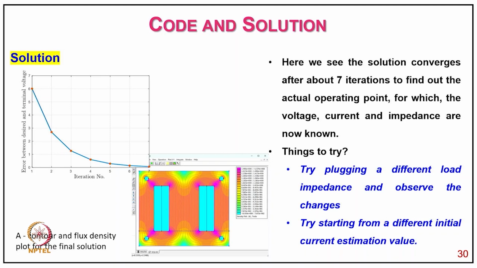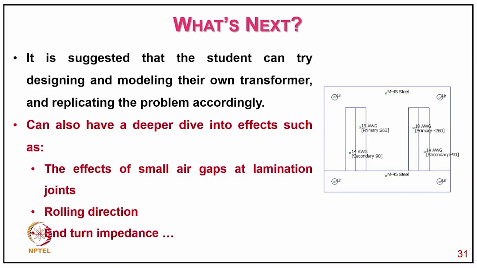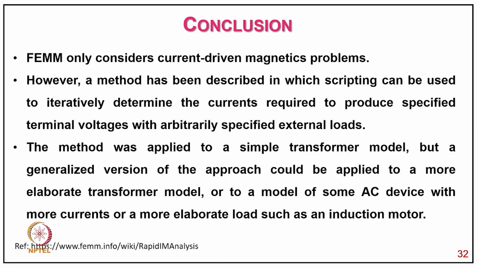Things to try: plug in a different load impedance and observe the changes, and try starting from a different initial current estimation value. So what is next? It is suggested that the student can try designing and modeling their own transformer and replicating the problem accordingly, and can also take a deeper dive into effects such as the effect of a small air gap at the lamination joint, rolling direction and end turn impedance.